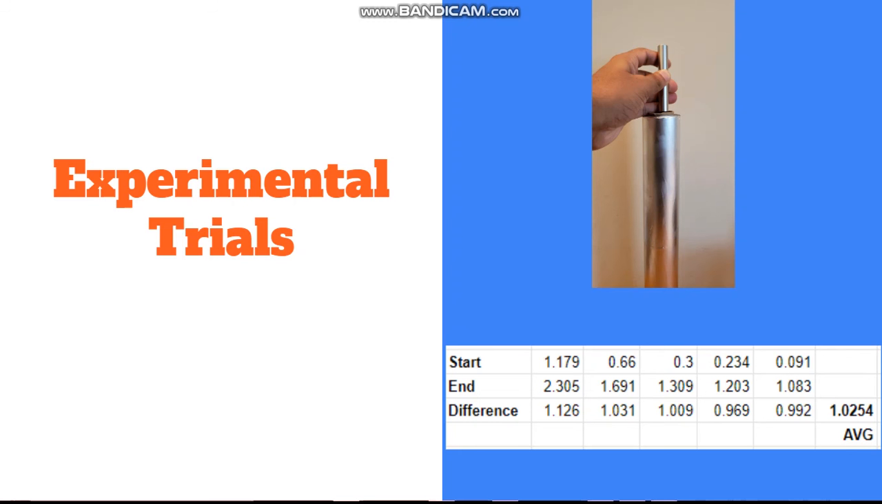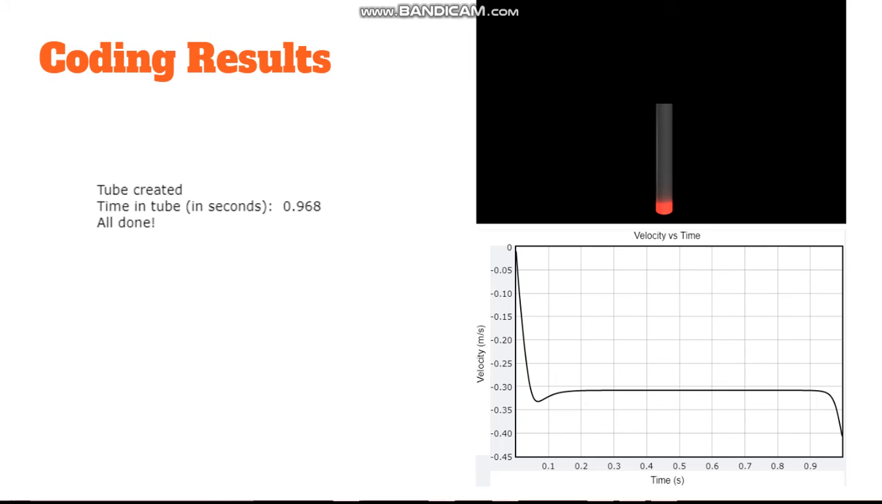I ran 5 trials for dropping the magnet through the tube, and I recorded the start and end times, and I averaged the differences and got 1.0254 seconds. These were the results of my computational model. It shows the time taken for the magnet to fall through the tube, and the end result once the magnet passed through the tube, and the velocity versus time graph as the magnet fell through the tube.